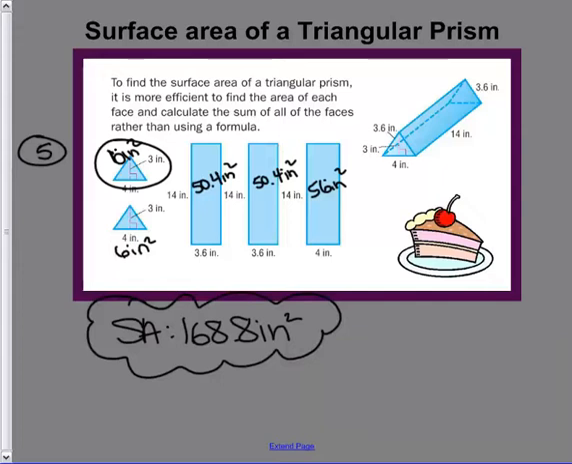Okay, so again, problem solving, but you can use the formula where you take 2 of these bases and add each of these up.